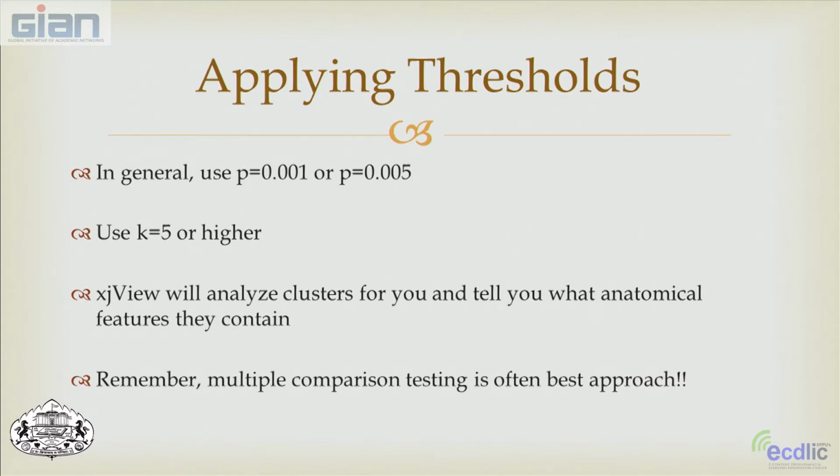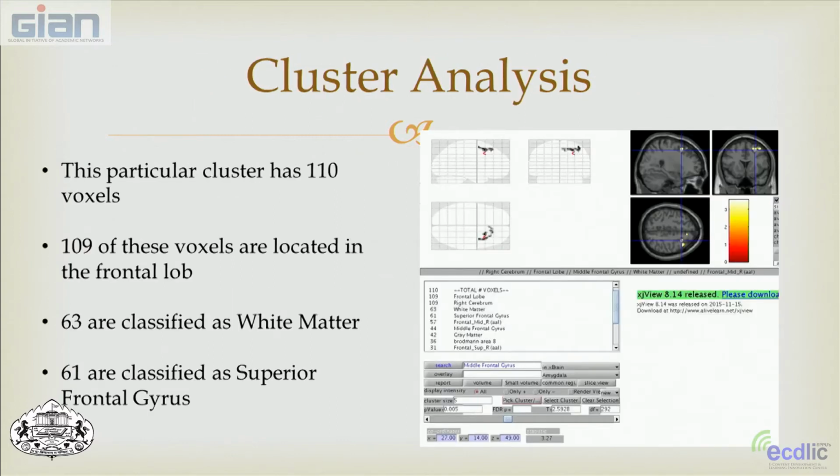voxels or higher. So once we've put our voxel threshold in, XJView can then analyze these clusters for you and tell you what's contained in each of your clusters. And remember, multiple comparison testing, that's using the family-wise error or the false discovery rate, is often the best approach. These methods, though, are often pretty conservative, and we don't see a lot of activation in those.